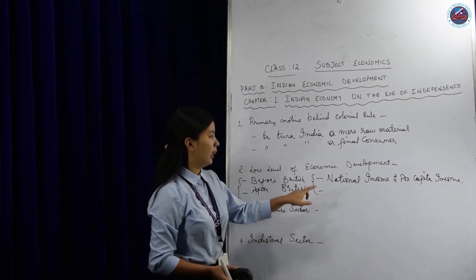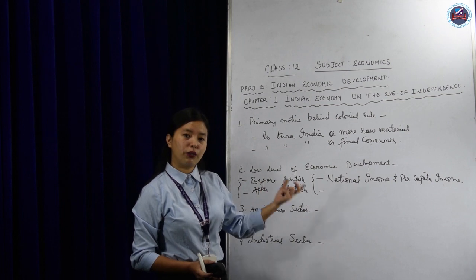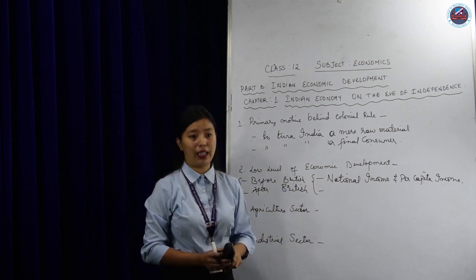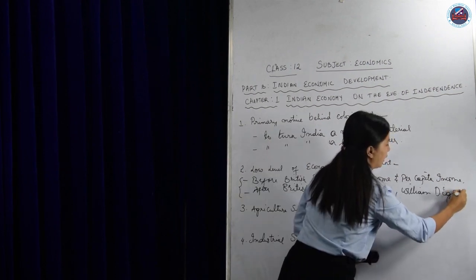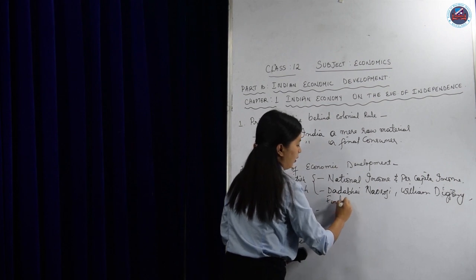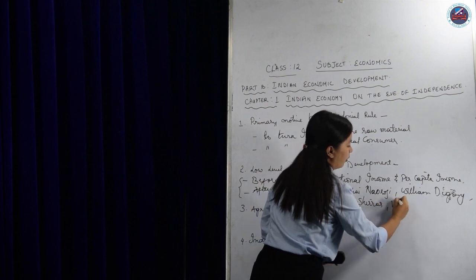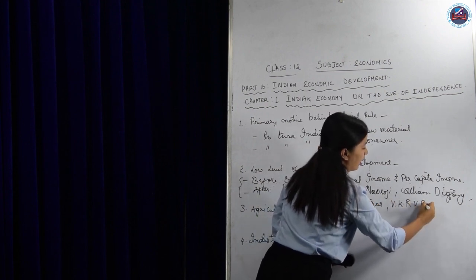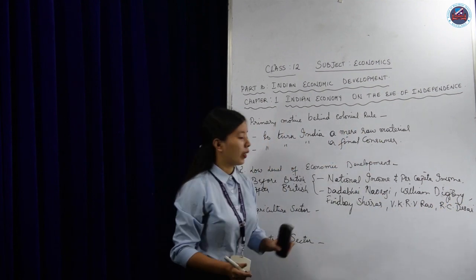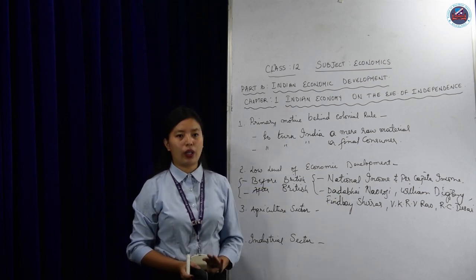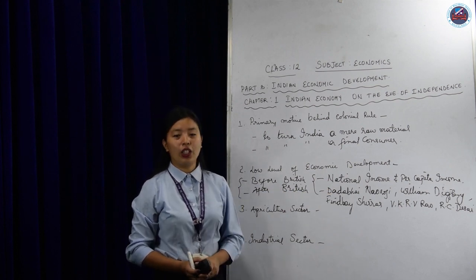Who tried to estimate national income and per capita income during the colonial rule? The individuals who attempted to estimate national income and per capita income are Dadabhai Naoroji, Findlay Shirras, V.K.R.V. Rao, and R.C. Desai. So these are the notable economists who tried to measure our national income and per capita income during the colonial rule.